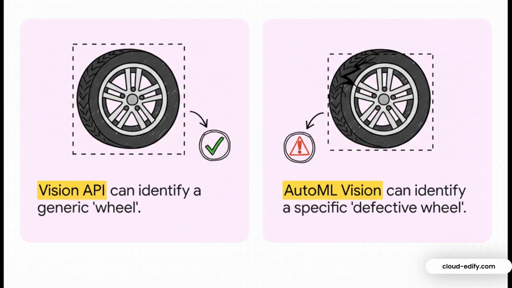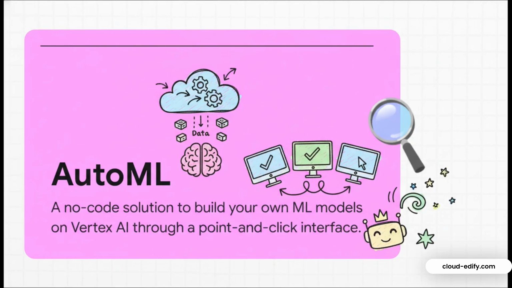This example, well, it says it all. The standard Vision API can look at a picture and say, yep, that's a wheel. But a custom model trained by a car manufacturer on its own data can look at the same picture and say, that's a defective wheel. That right there is what we mean by business differentiation, an insight your competitors, who are just using off-the-shelf tools, simply can't get.